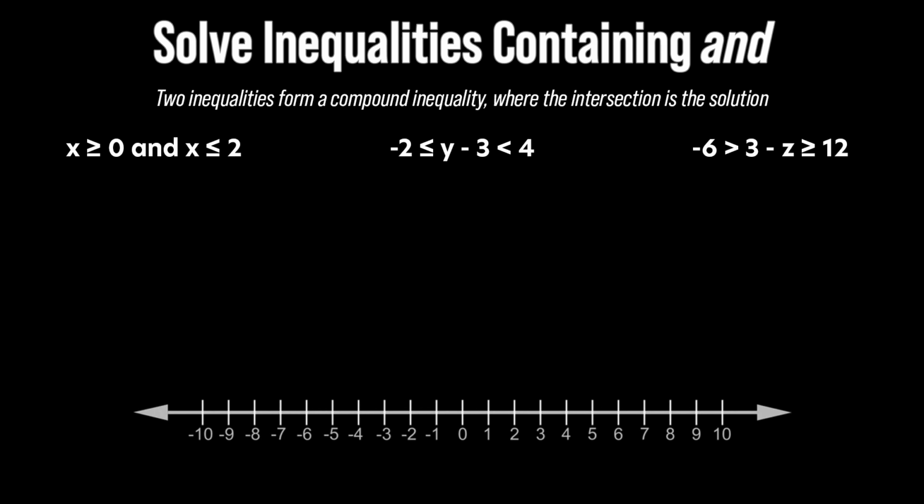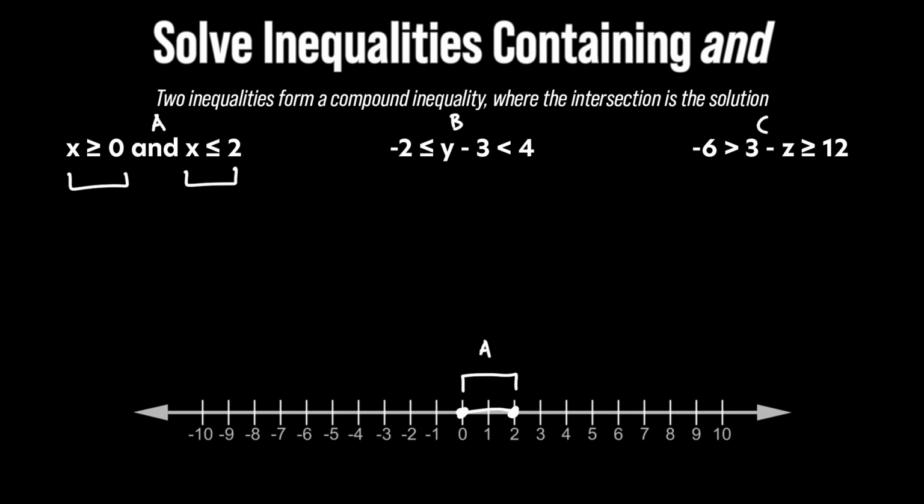So in the first example, we can see this very clearly. We have x is greater than or equal to 0, and we also have x is less than or equal to 2. So we're going to have two closed circles, and we're going to draw a line connecting them. So this interval is the solution set. 0, 1, and 2 are solutions to this first problem. We're going to call problem 1 a, problem 2 b, and problem 3 c.